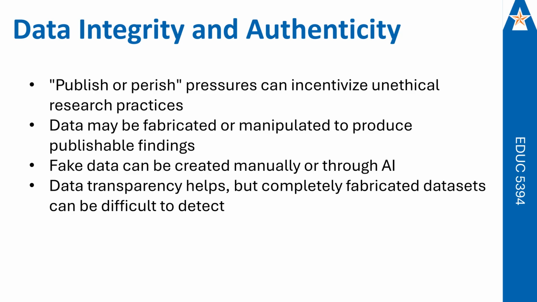Increasing pressure to publish research can create incentives for unethical practices, including data fabrication and manipulation. Examples include manually creating data, altering results, or using AI-generated responses. Although data transparency initiatives encourage researchers to share raw data, the text suggests that completely fabricated datasets may be difficult to detect. As a result, concerns about data authenticity remain an important issue in research.